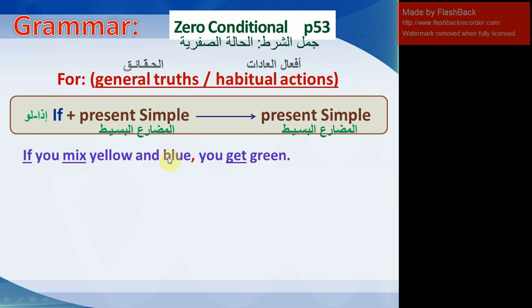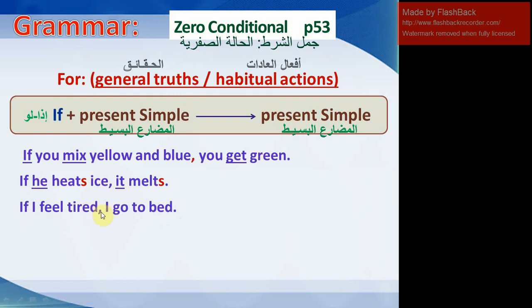If you mix yellow and blue, we said present simple with I, you, we, they, and the plural. We don't add s. We don't add anything to the verb. We use the base form of the verb. If you mix yellow and blue, you get green. But if the subject is singular, he, she, it, or a singular noun, we add s to the verb. If he heats ice, it melts. So with he, she, it, we add s.